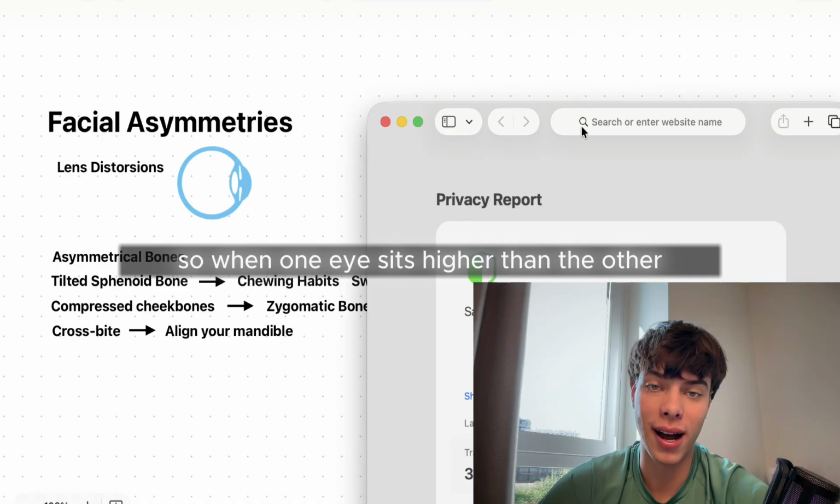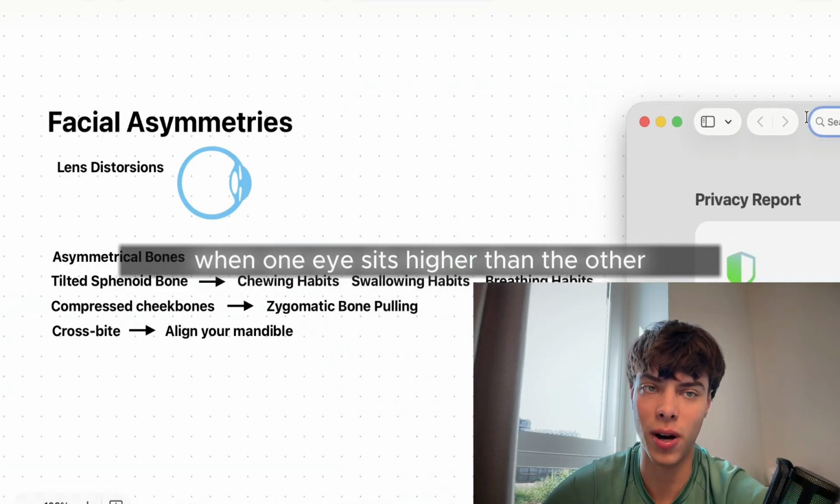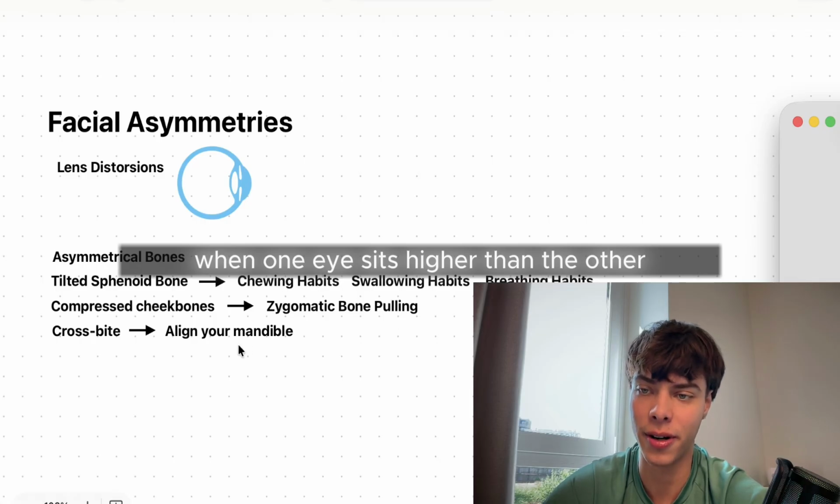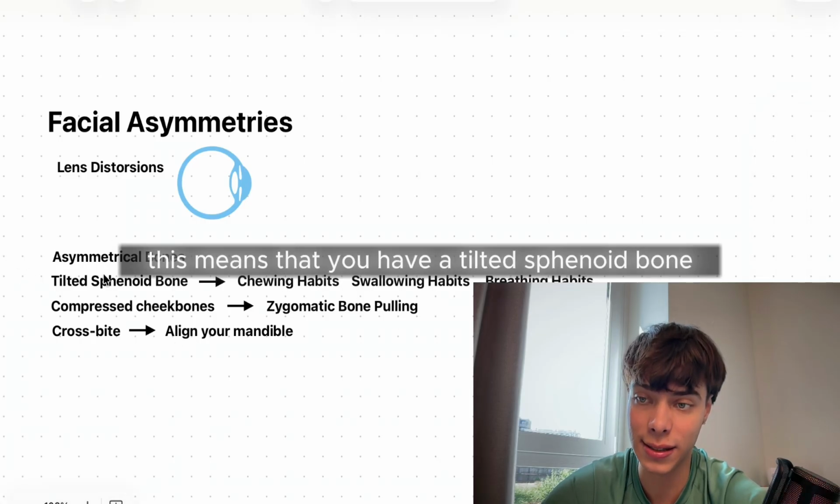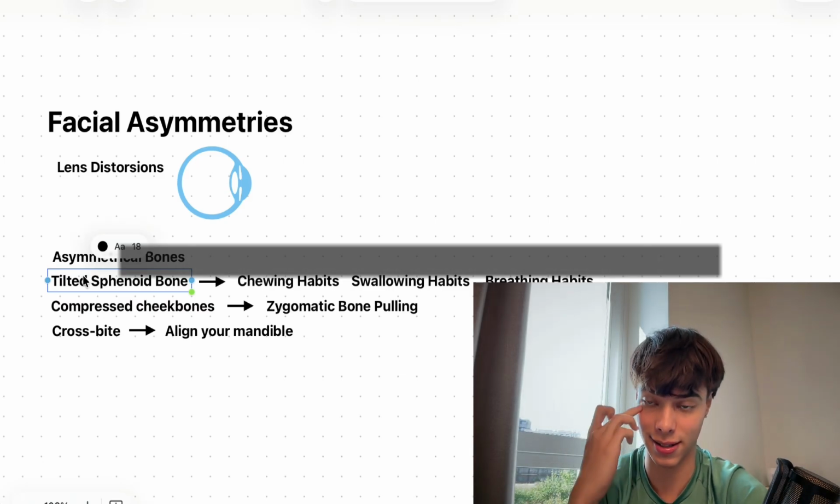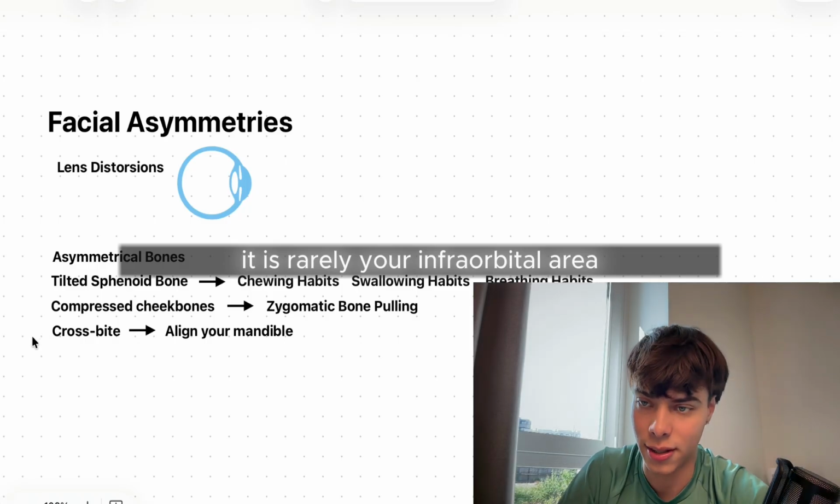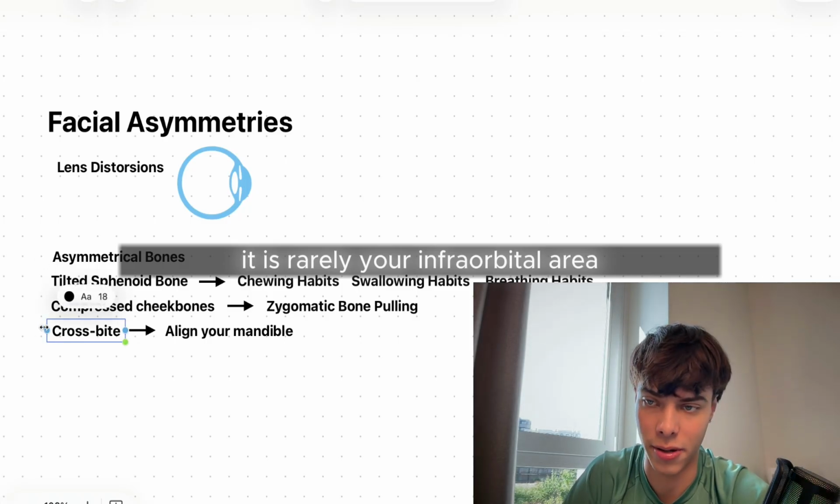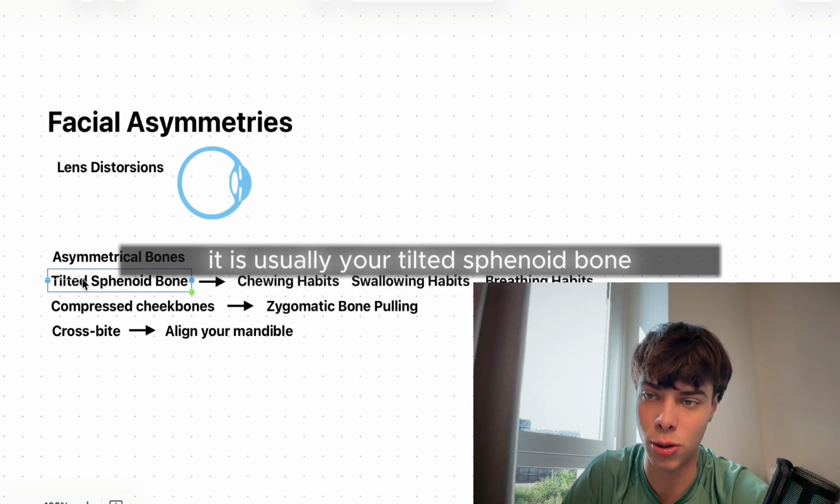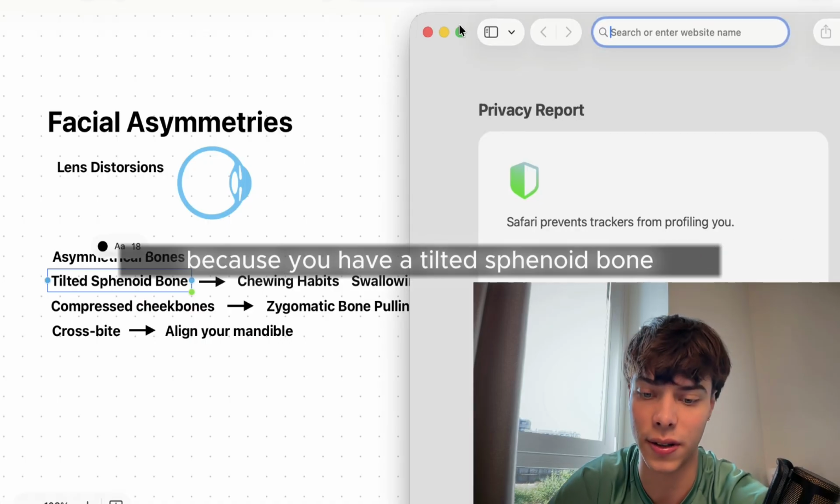So when one eye sits higher than the other, somebody in the comments asked me, this means that you have a tilted sphenoid bone, because the bone that holds your eyes is your sphenoid bone. It is rarely your infraorbital area, your infraorbital bones. It is usually your tilted sphenoid bone. You have asymmetrical eyes because you have a tilted sphenoid bone.